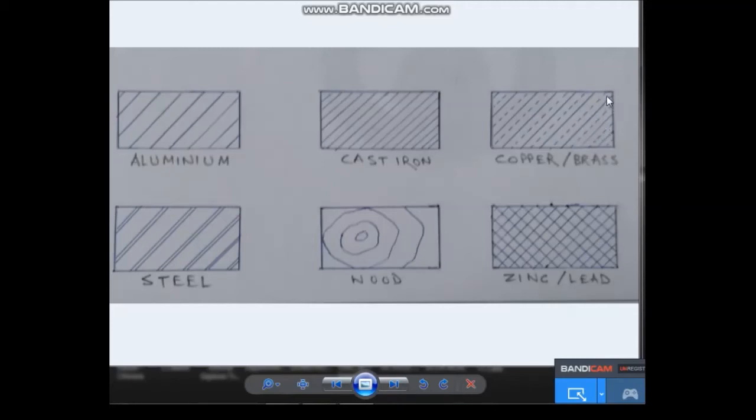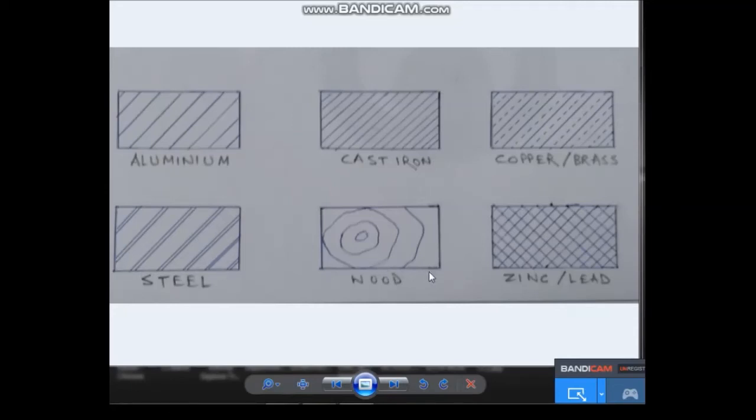Then in between the gaps you draw this dash line. You maintain equal gap. It is for copper or brass. Then the steel: you see the same 45 degree hatch pattern, and there are two lines very close, then an equal gap, and it is for steel metal.